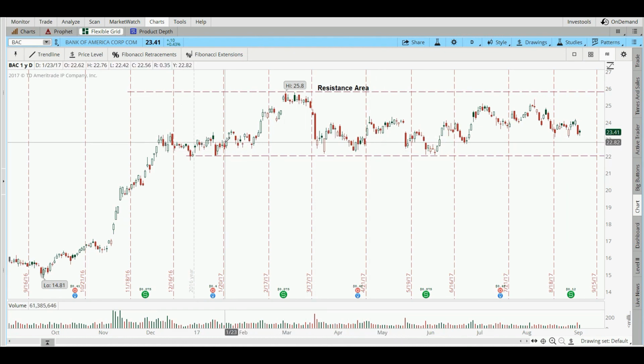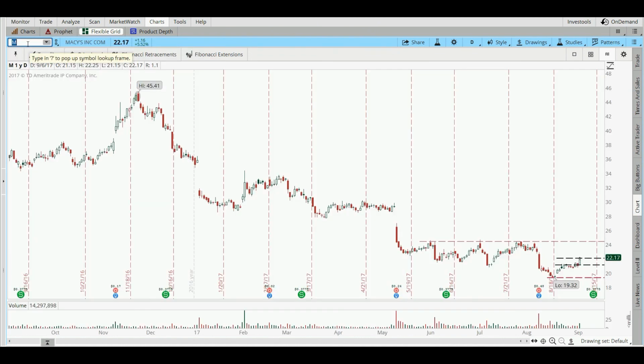So as buyers and sellers go back and forth, it's like a push and pull, tug of war type formation, to determine where price is equal. And since it's equal between 25 and 22, this stock has been trading sideways, creating this horizontal resistance area. Let's look at Macy's, see what we have.